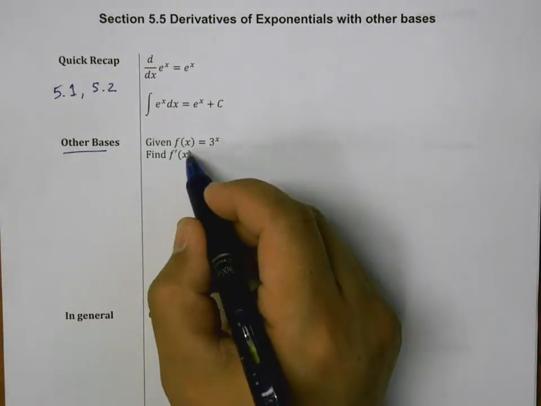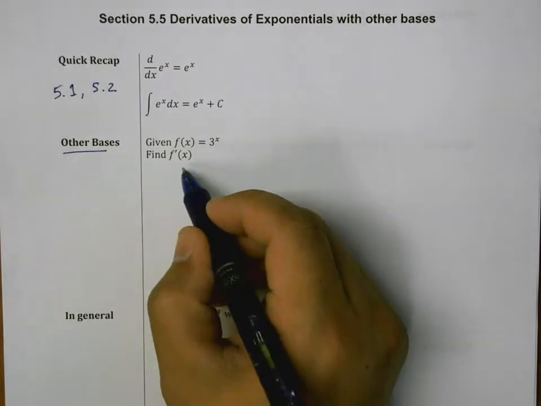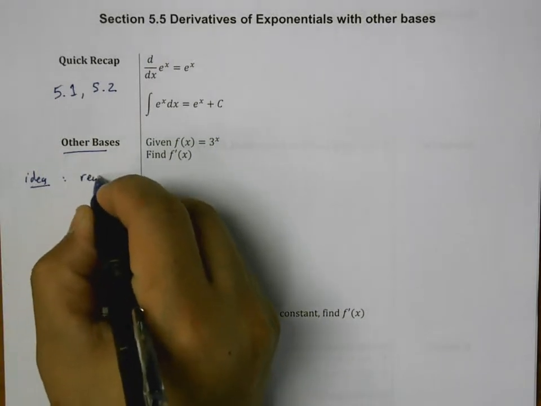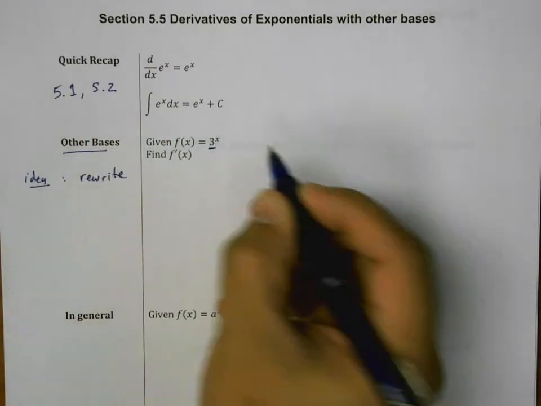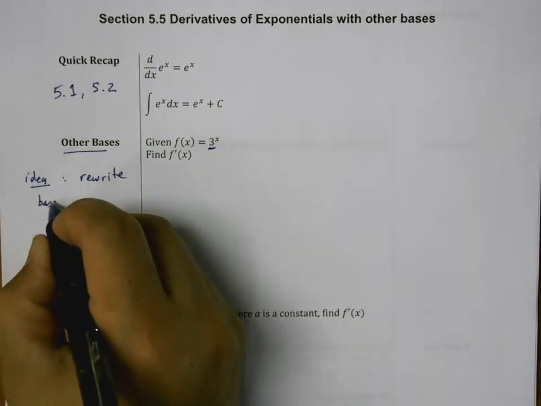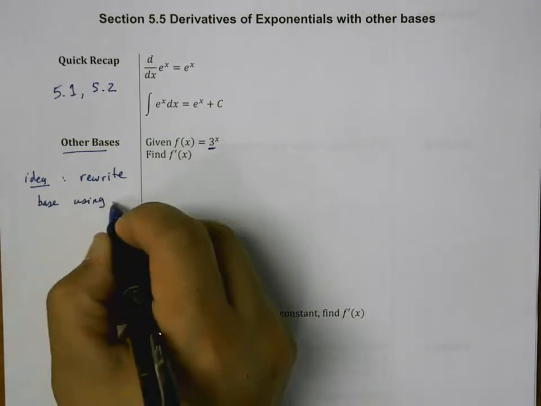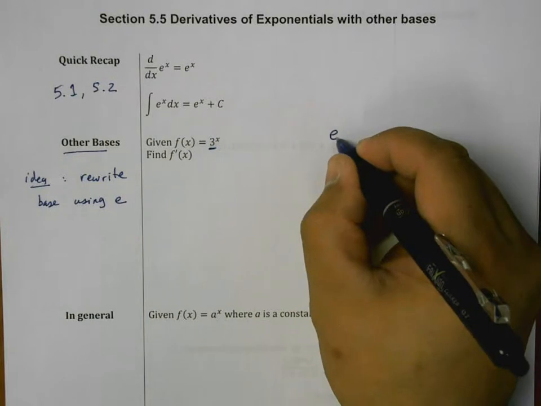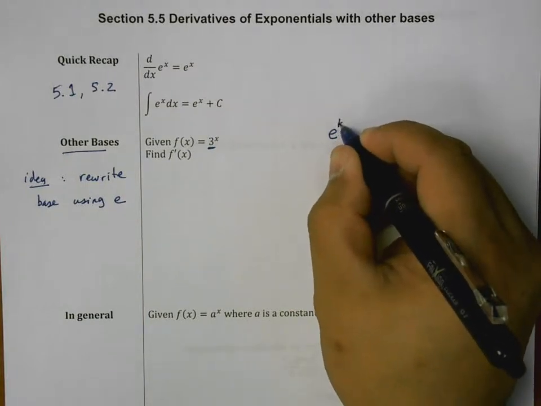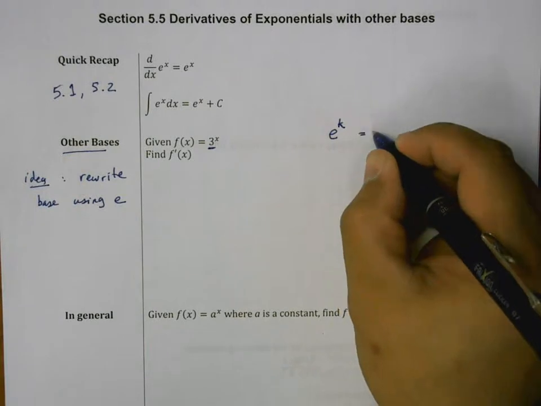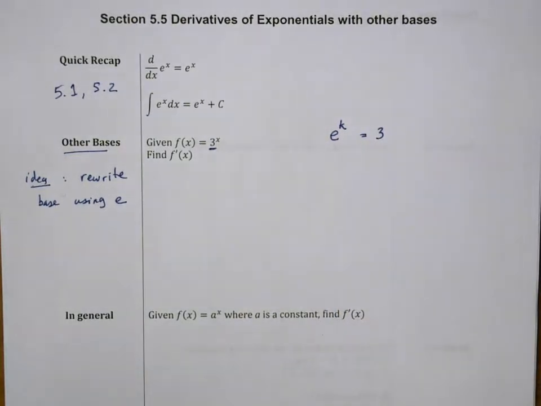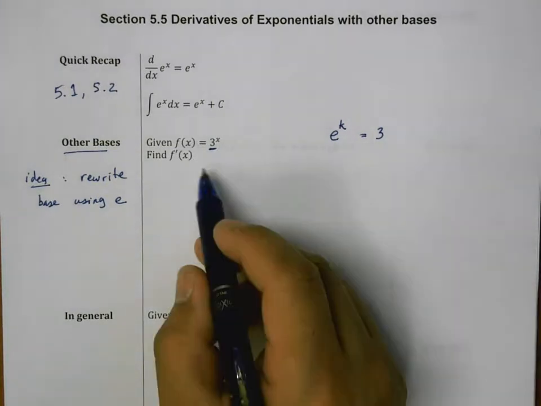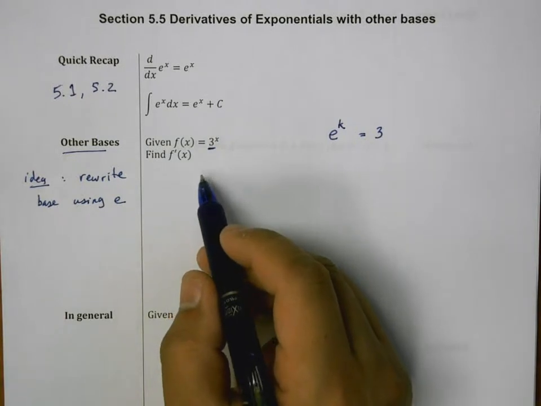So if I have a function f of x equals 3 to the x, how do we find the derivative of that? Well, the main idea here is to rewrite the base 3 using e. So what I'm going to do is say, e to some number k has to be equal to 3. And then I'm going to solve this little side equation, and that will make our calculus problem quite a bit easier to do.